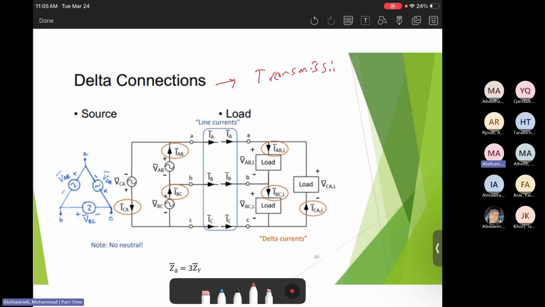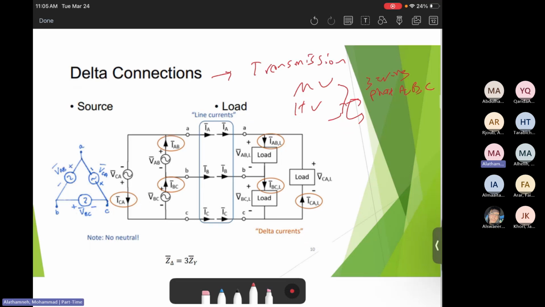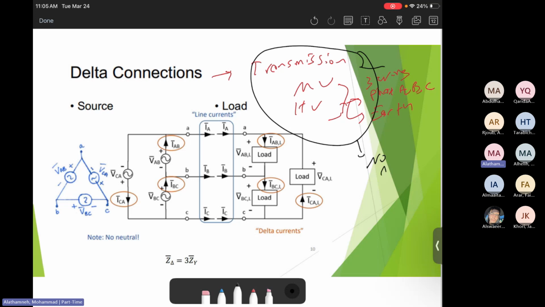In the transmission lines, basically in medium voltage and high voltage, you will see only 3 phase. It's based on a 3 phase system, and the other thing, 3 wires, I would say. I'm sorry. 3 wires for phase A, B, and C for the transmission, and there is earth, while there is no neutral. No neutral wire.